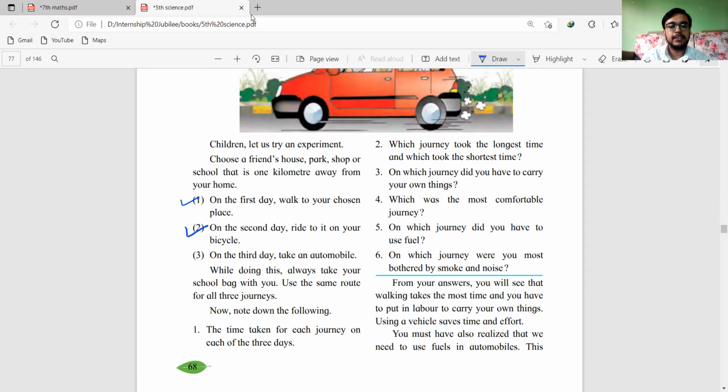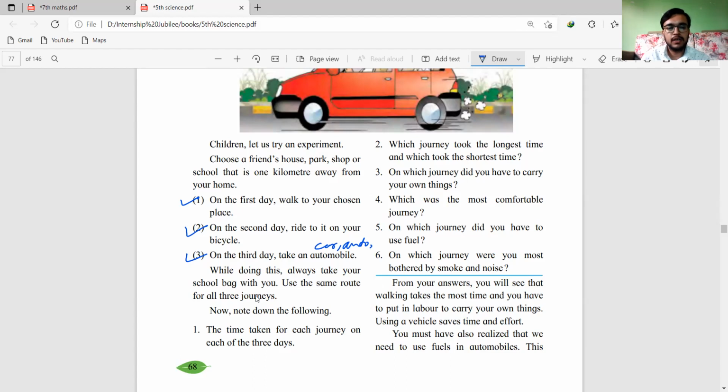Okay. On the second day, ride to it on your bicycle. Second day, you have to go to that place on bicycle, and on third day, take an automobile. Automobile means you can take car, right? Auto, right? While doing this, always take your school bag with you. Use the same route for all three journeys, right?